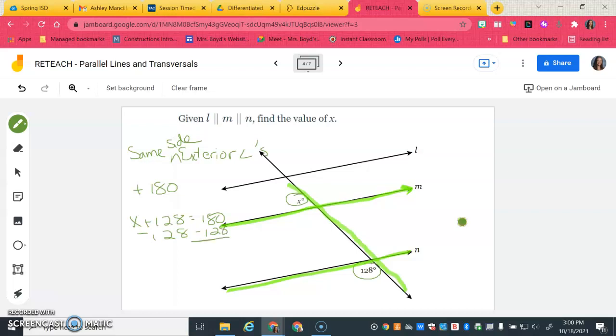So x and 128 add up to equal 180, and I would subtract 128 from 180. One of the things we notice too is that the x is acute. So if I borrow, I get 52 degrees, which makes sense because this one is acute and 128 is obtuse. So I have an acute angle and an obtuse angle. So x is 52 degrees.